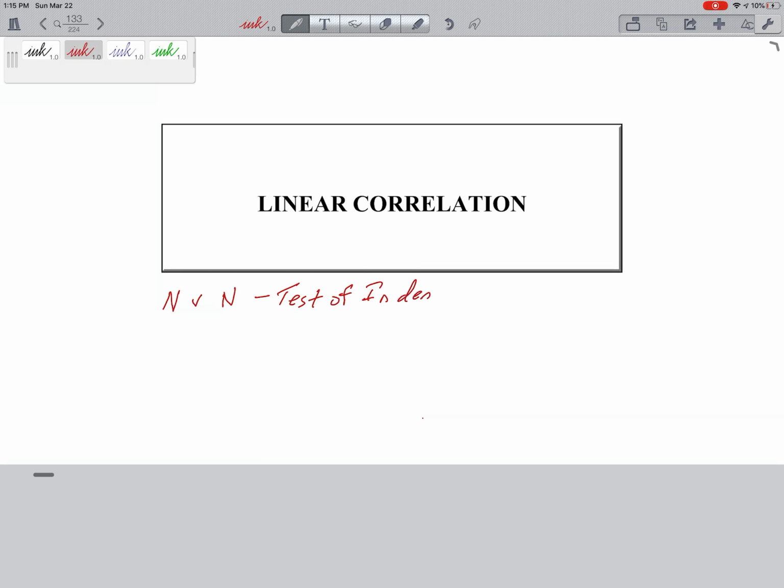The second type of problem that we looked at, which was in Unit A and also in T, is where you've got nominal versus interval. So that would be something like, well, what town do you come from and what is your age? So you've got town, which is nominal, and you've got age, which is interval, and that would be an ANOVA test.